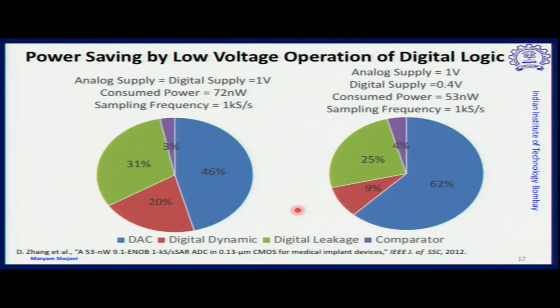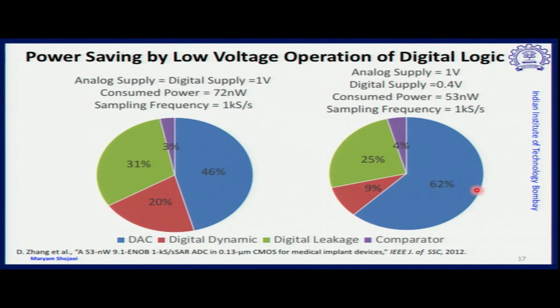So now if we go with this scheme, how will power and energy consumption change? We go back to the same example. The left side is the example that we had before, and on the right side we have the same circuit by just changing the digital supply from 1 volt to 400 millivolt. Now the initial power consumption, which is 72 nanowatt at 1 kilosample per second, changes to 53 nanowatt, which is the value reported in the same paper from Zhang.